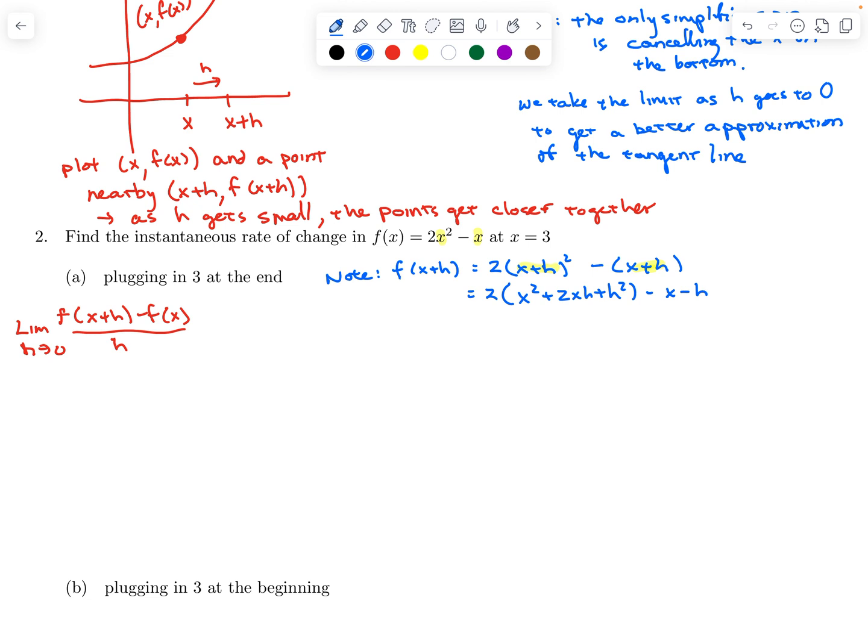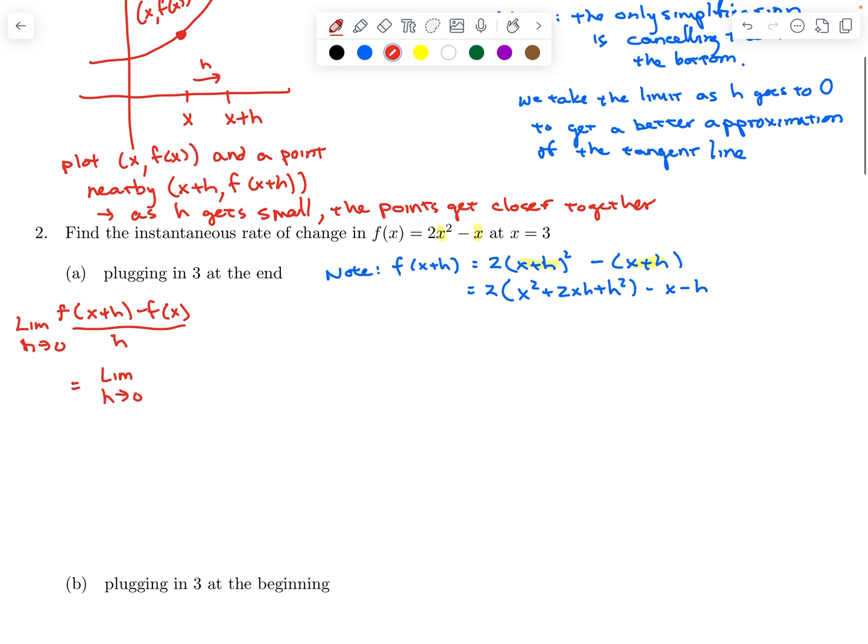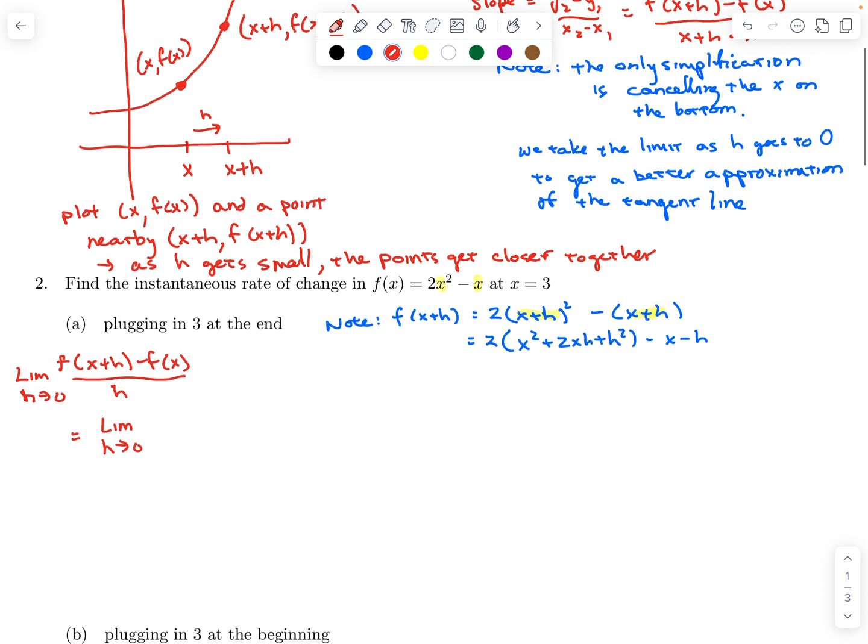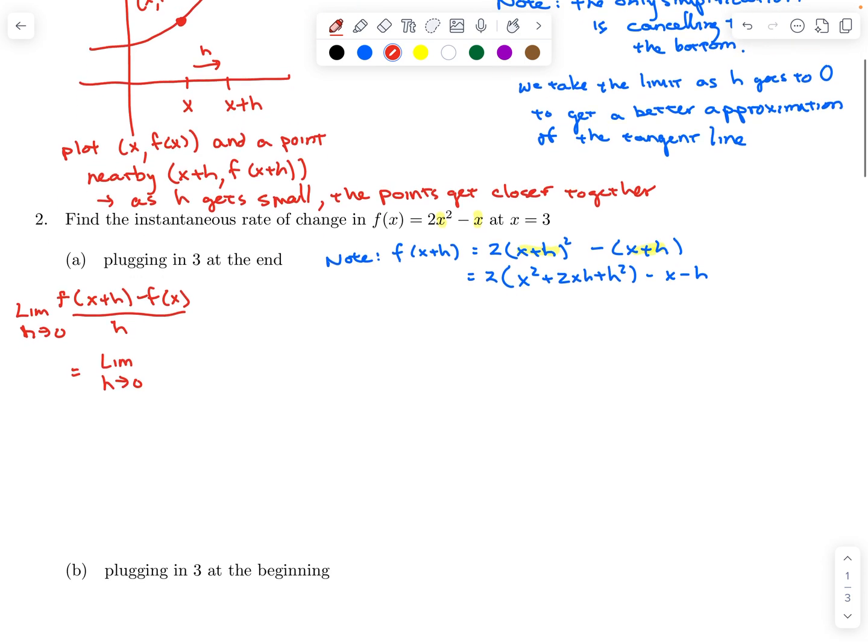Okay, and I'm going to distribute the 2, and I think in order to save space, I'm just going to put it down here. So you need to write the word limit as h goes to 0. I won't ding you unless you write it at least twice. I sometimes forget to write it in the middle also. Let's see, distributing the 2.